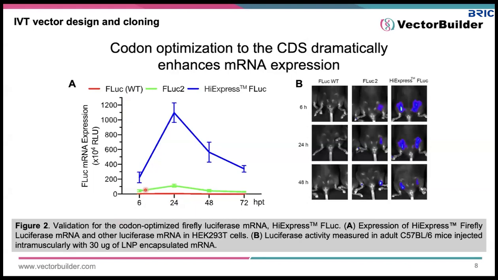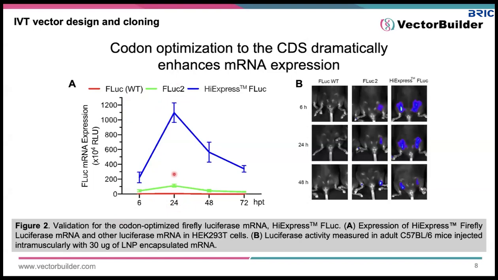And secondly, we used another optimized version of FLuc, which is commonly referred to as FLuc2. And when we prepared mRNA with the FLuc2 coding sequence and transfected it into 293T cells, the expression is much improved from the wild type. It is almost 10 to 100 times improvement at the peak expression, which is 24 hours post-transfection.